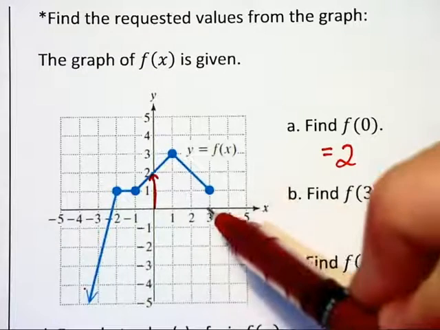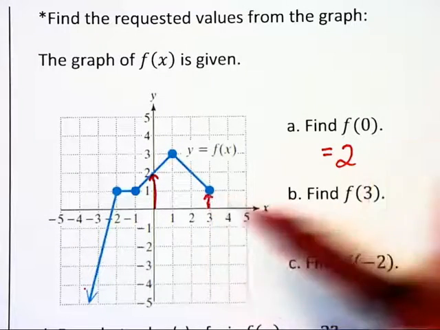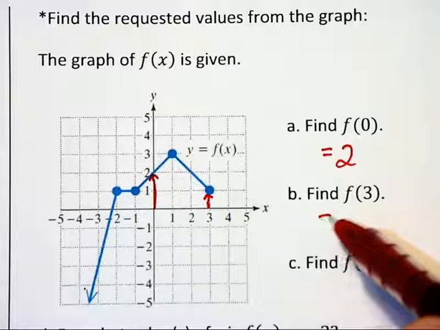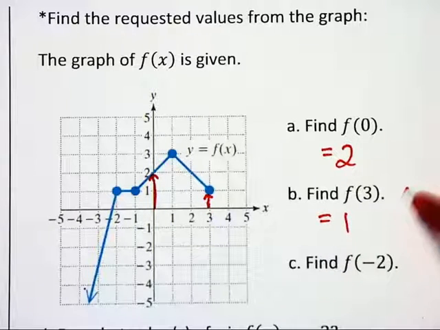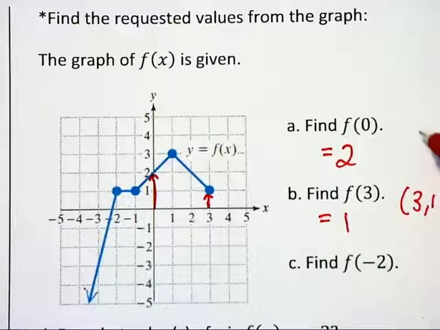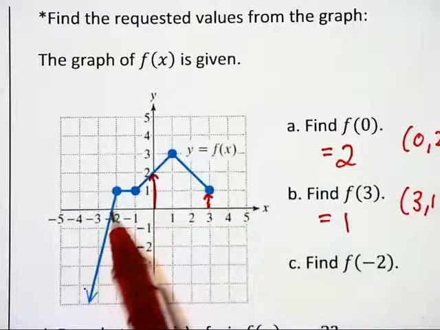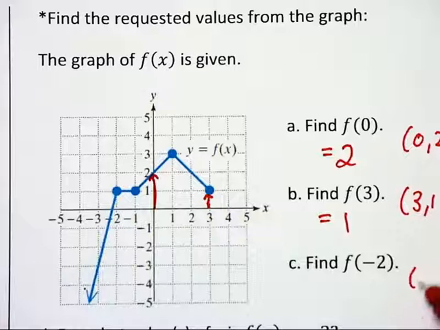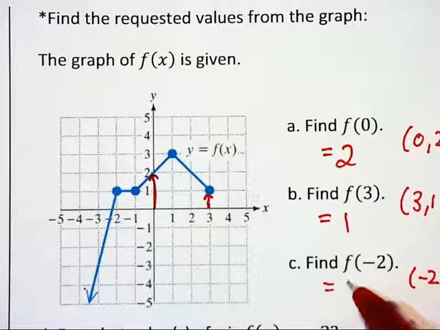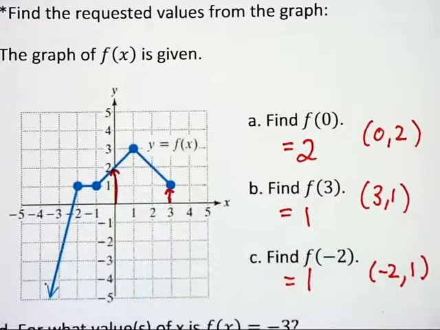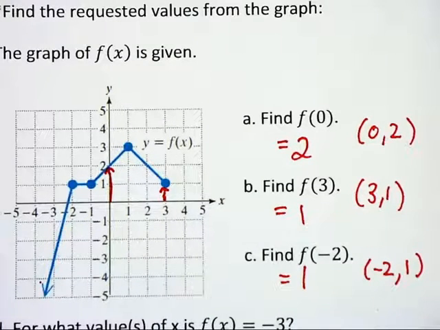F of 3 says go to 3, look up at the graph, its output or y value is 1. So I've really got the point here 3, 1, and up above I have the point 0, 2. Now negative 2, you can see that the point negative 2, 1 is on the graph, so the value of the function here is also 1. I'm sorry that you couldn't see those points off at the right.